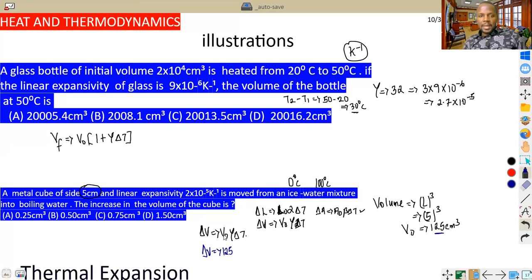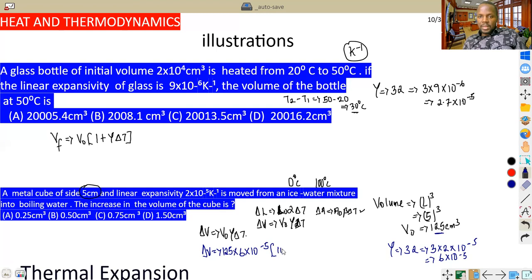H125. Then gamma is always 3 alpha. So gamma equals 3 alpha, which is 3 × 2 × 10⁻⁵. This is just 6 × 10⁻⁵ per Kelvin. So you multiply it by 6 × 10⁻⁵ times the change in temperature, which is 100 - 0, which is now 100.